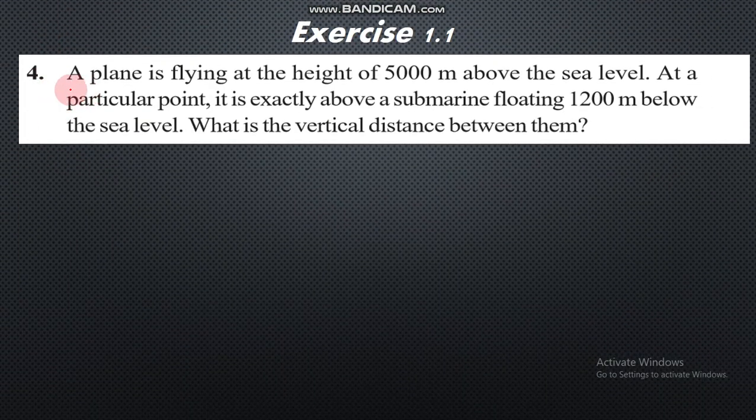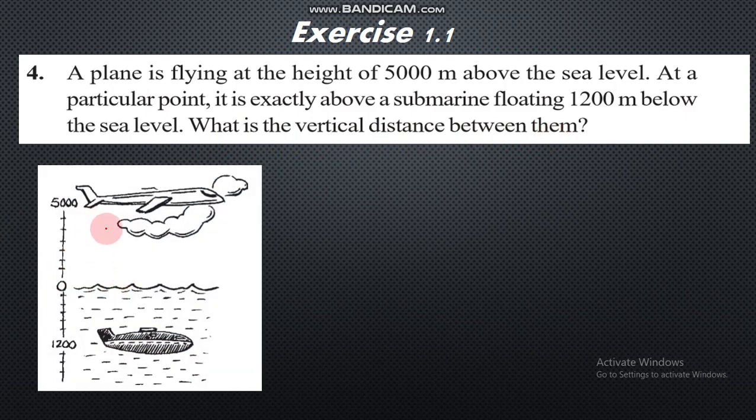Let's go to the next question. Question number 4. A plane is flying at a height of 5000 meters above sea level at a particular point. It is exactly above a submarine floating 1200 meters below sea level. What is the vertical distance between them? See this picture carefully. It will give you a clear idea. This is a plane, this is a submarine. This plane is flying exactly above the submarine. The plane is 5000 meters above sea level, while the submarine is floating 1200 meters below sea level.